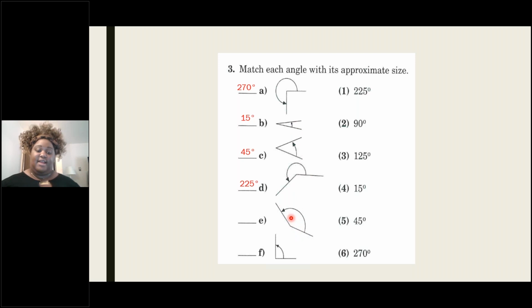Then here we are at letter E. I see that these two sides are very wide apart, so that lets me know it's a large angle, but I'm not quite past 180, so it's not a reflex angle. So it's going to be less than 180, but it's not that L, so it's more than 90. So that lets me know that E is 125.